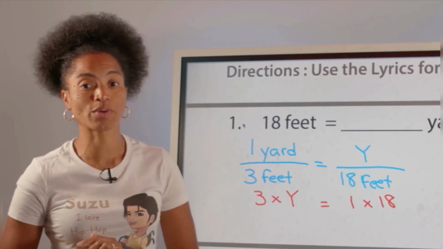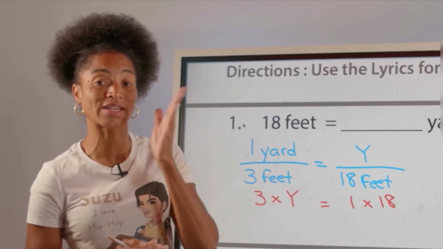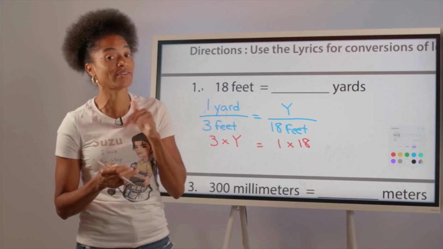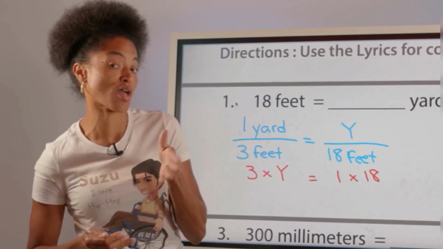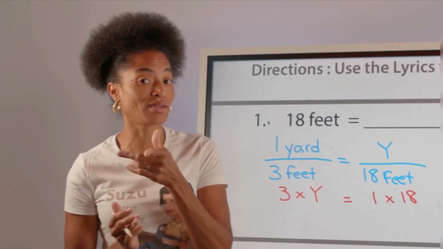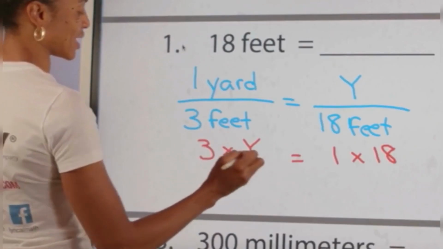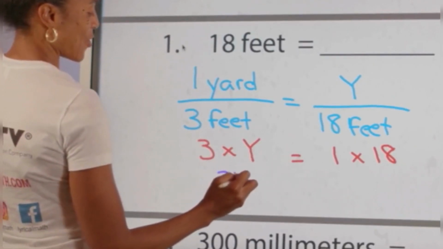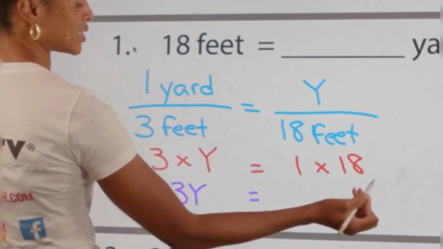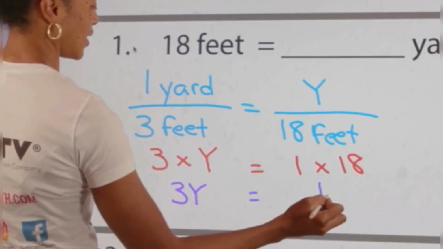3y is what we're going to get when you have 3 times y. If it said 5 times y, it'd be 5y. If it said 6 times y, it'd be 6y. If it said 8 times y, it'd be 8y. In this case, 3 times y is what? 3y. That's going to be equal to 1 times 18, which is just 18.